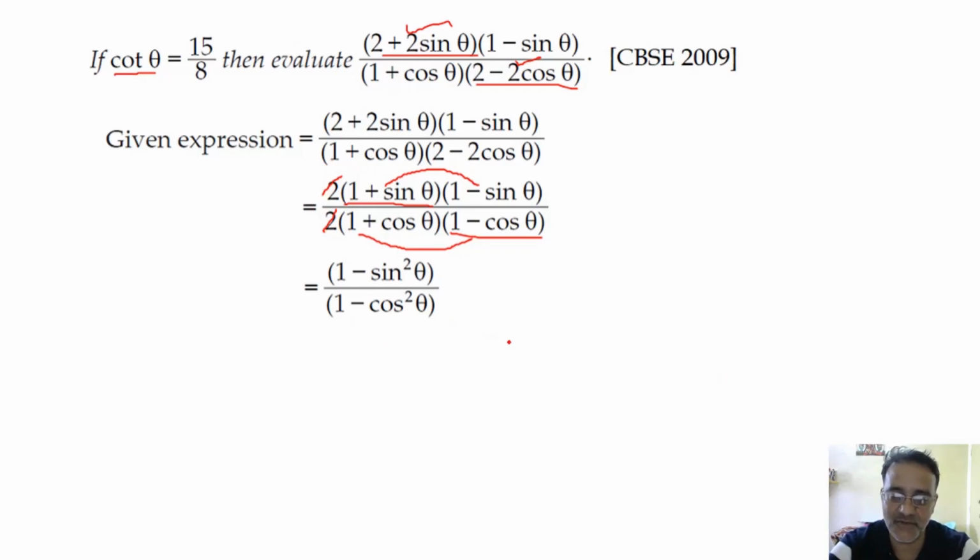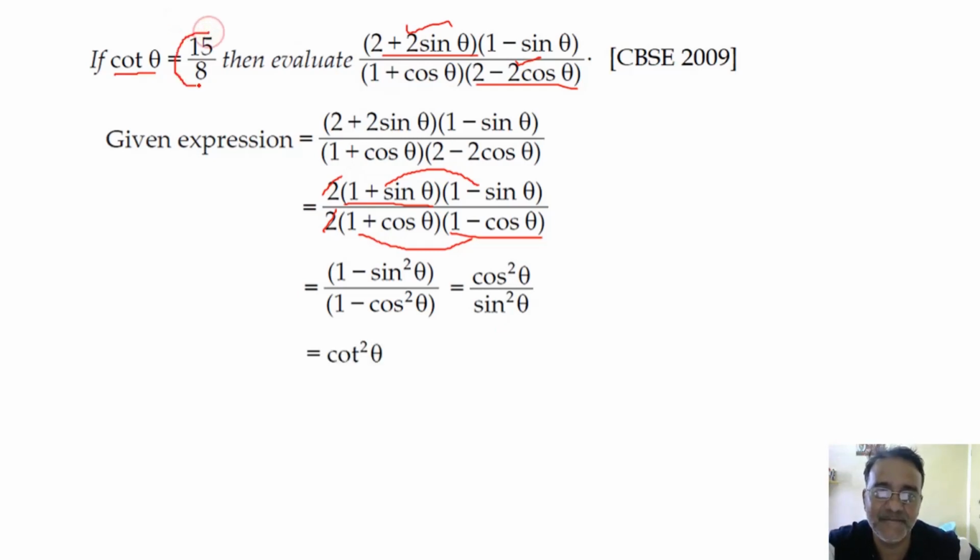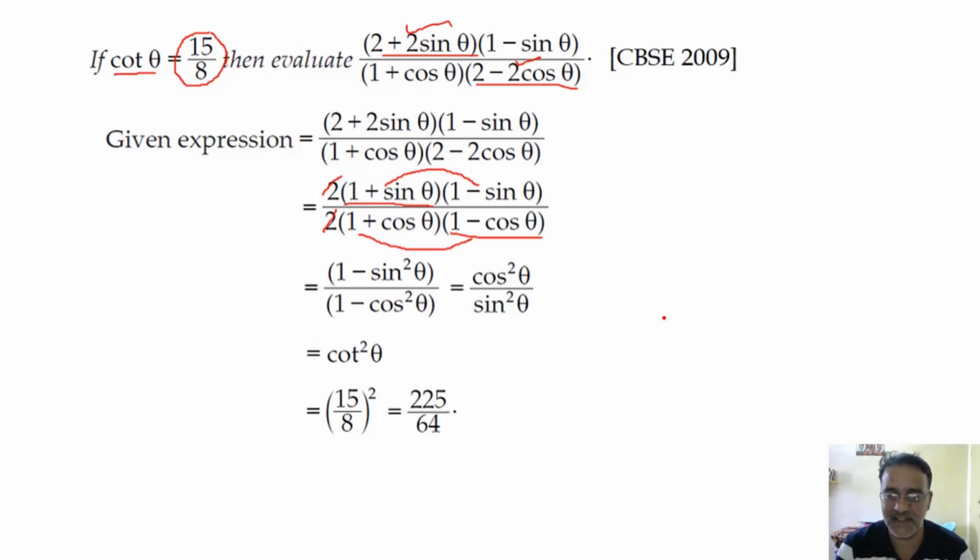What is 1 minus cos square theta? Sine square theta. Right. So we are getting cos square theta by sin square theta. And what is cos square theta by sin square theta? Cot square theta. Very good. And cot theta is already given, so cot square theta is nothing but 15 by 8 whole square. What is 15 by 8 whole square? 225 by 64. This is the answer. Any doubt?